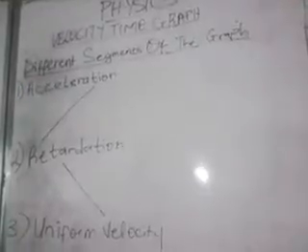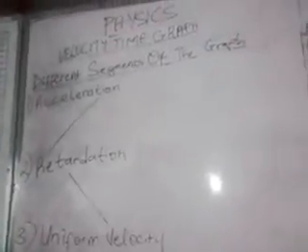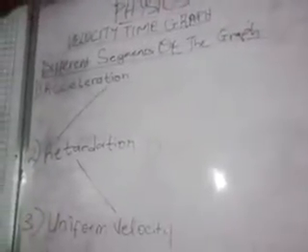As the name implies, it is a graph of velocity against time. That is, velocity will be on the vertical axis, while time will be on the horizontal axis. And in this graph, there are three segments that we can have.